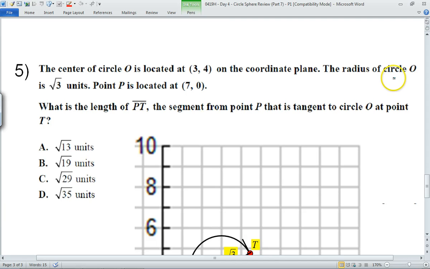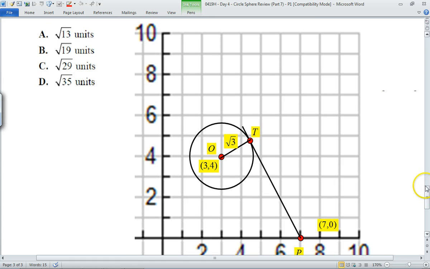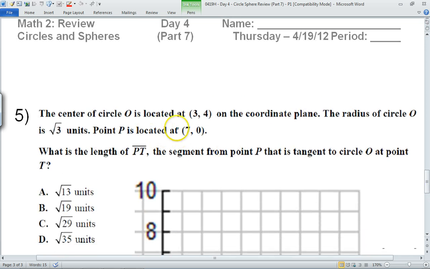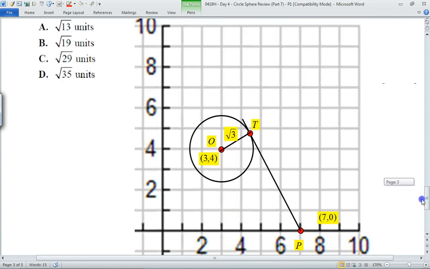They call it circle O. So I need you to understand that when they call it circle O, that means the center of the circle is point O. So that point in the middle is O. What else did they tell us? Point P is located at 7, 0. So here's 7, 0 down here at the bottom. So I call that point P like they said.